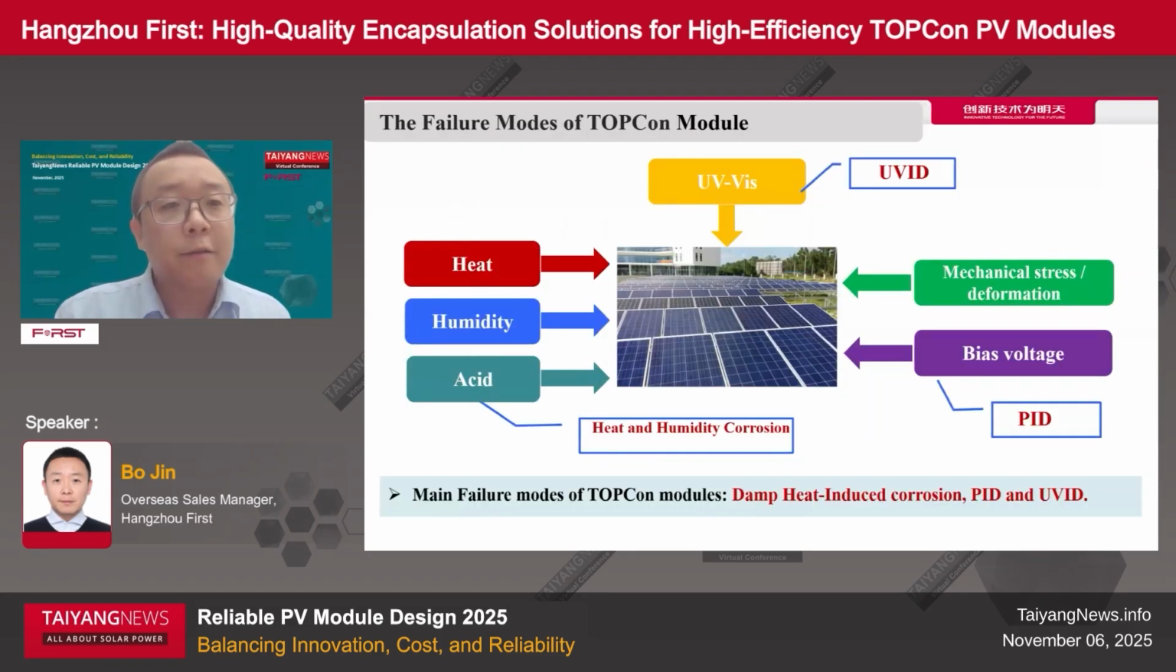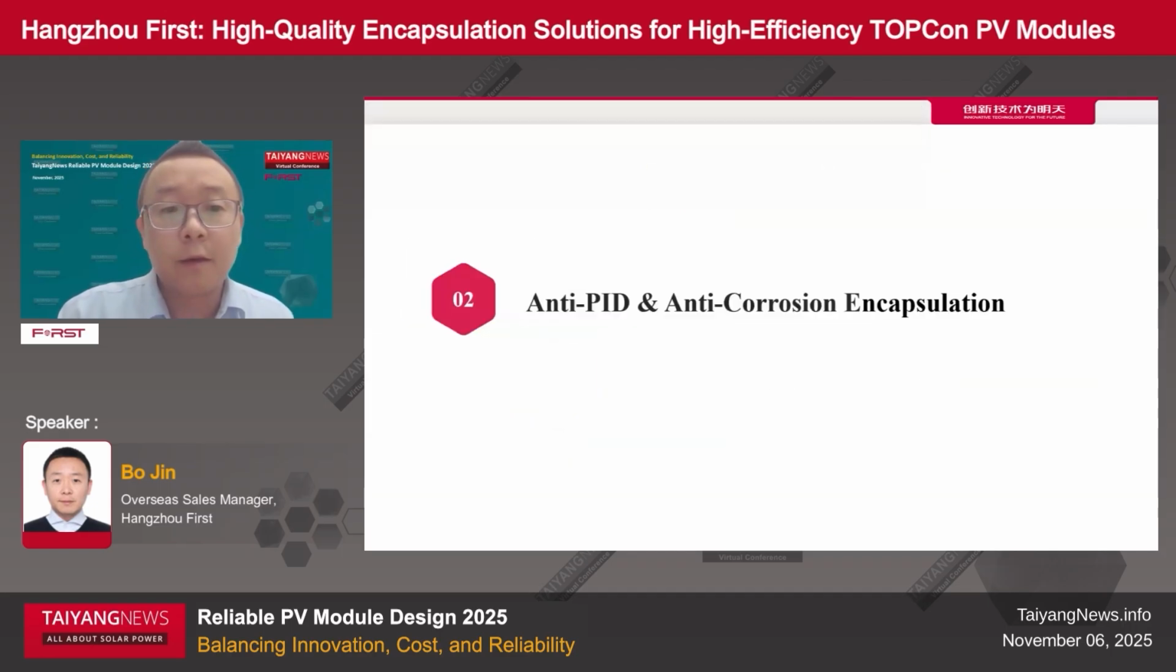So there are failure modes, which we often see, for example, like UV lights, heat, humid, acid, bias voltage, etc. So we can say that among these kind of failure modes, there are 3 main groups. One is the damp heat corrosion, and the second one is the PID, and the third one is the UVID. So for the damp heat corrosion and the PID issues, I put them together in the same part. For these 2 situations, we have some suggestions for the encapsulation.